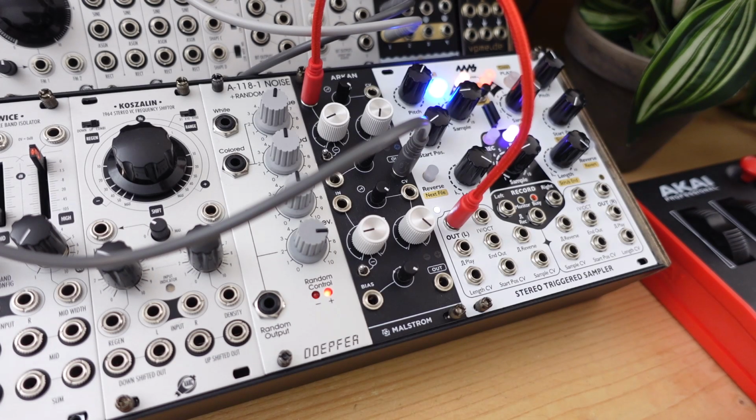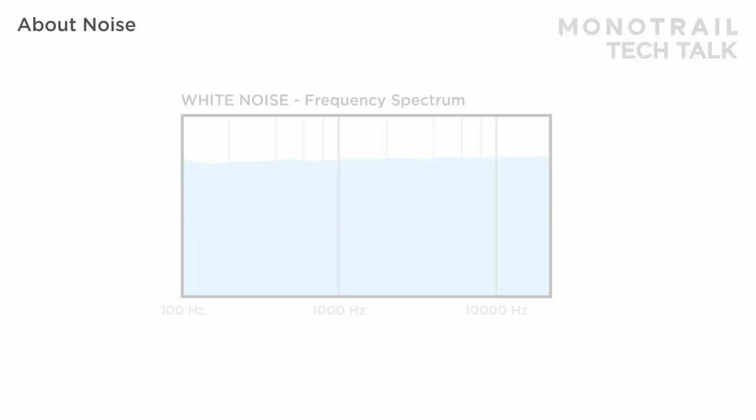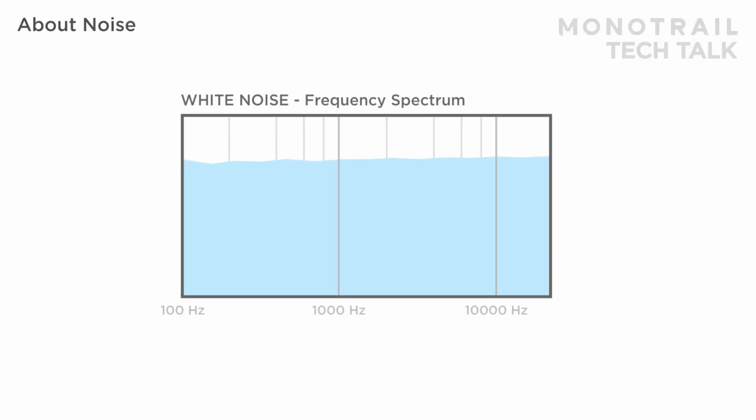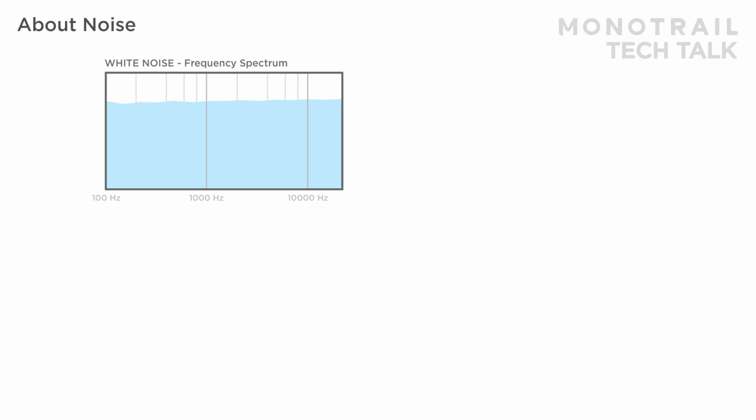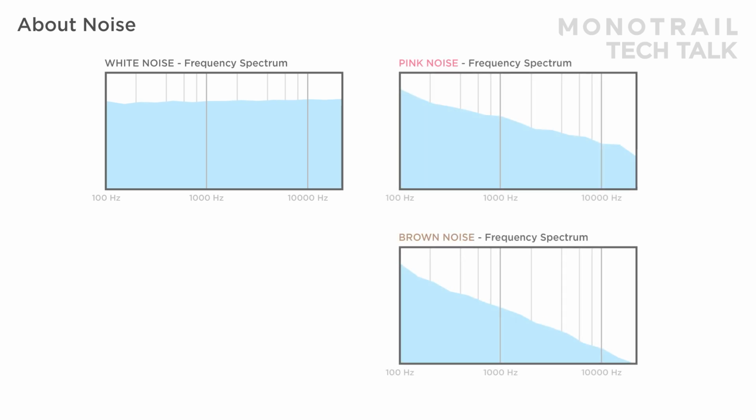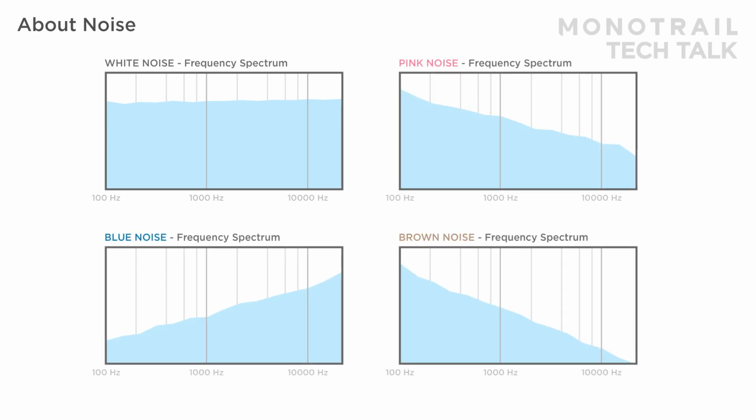However, noise comes in many different shapes. Besides white noise, which has a very evenly divided frequency range, classic offerings are pink and brown noise with fewer high frequencies, and blue noise with fewer low frequencies. Which type is best for your sound depends on what you want to do with it, so just experiment.